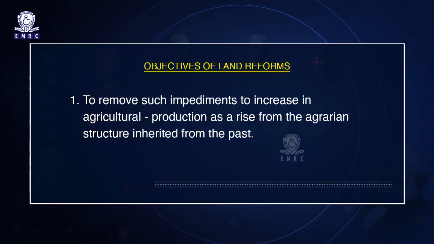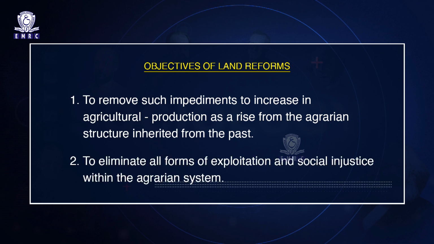The government defined the objectives of land reforms as follows. Number 1, to remove such impediments to increase in agricultural production as arise from the agrarian structure inherited from the past. Number 2, to eliminate all forms of exploitation and social injustice within the agrarian system, to provide security for the tiller of soil and assure equality of status and opportunity to all sections of the rural population.